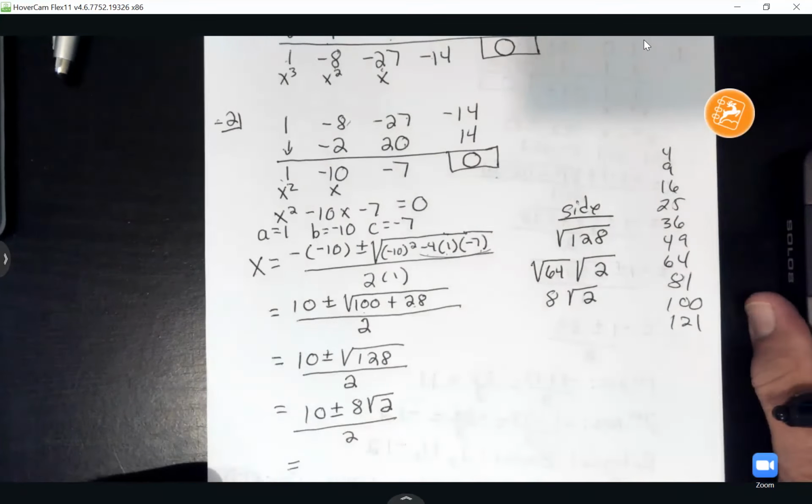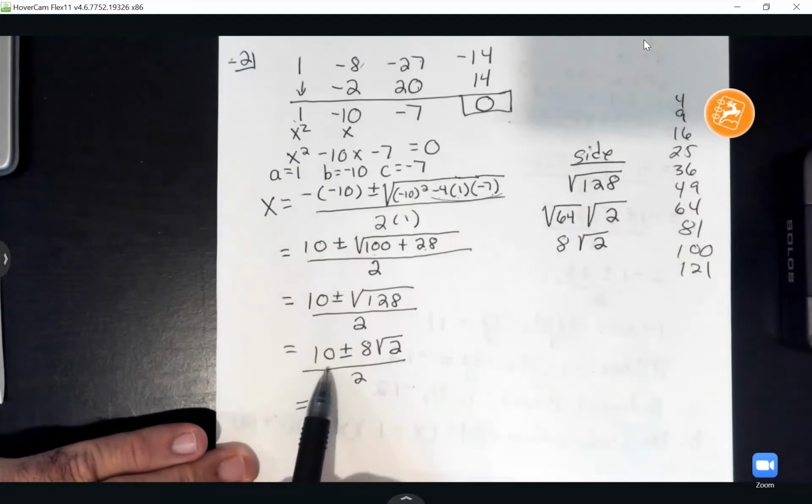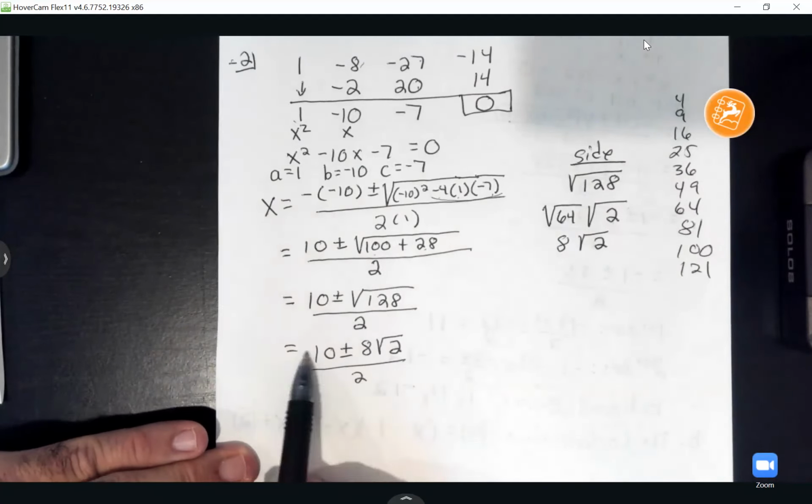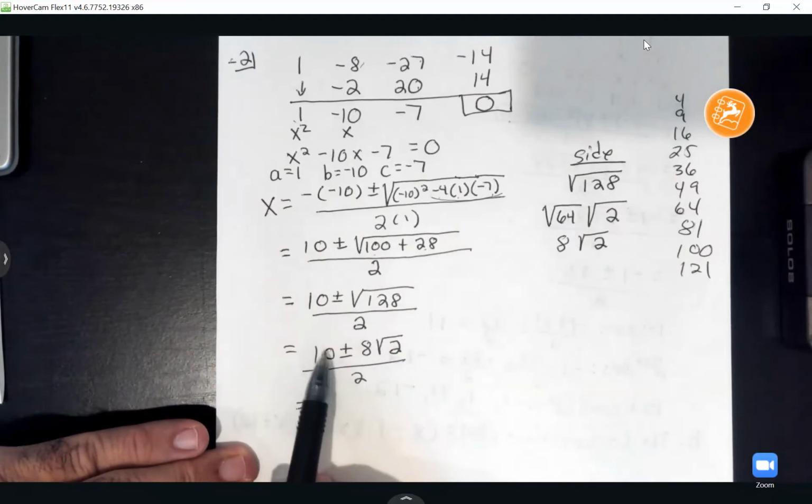So remember, all 3 of these outside numbers, if they divide by something, we have to divide them. And these outside numbers will divide. 10 divided by 2 gives you a 5, plus or minus 8 divided by 2 makes that a 4 square root of 2. So you always have to check these 2 numbers on the outside up here. See if they'll divide by that bottom number. If they divide, do that and be done.